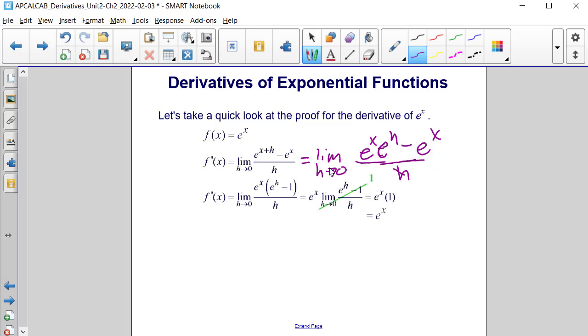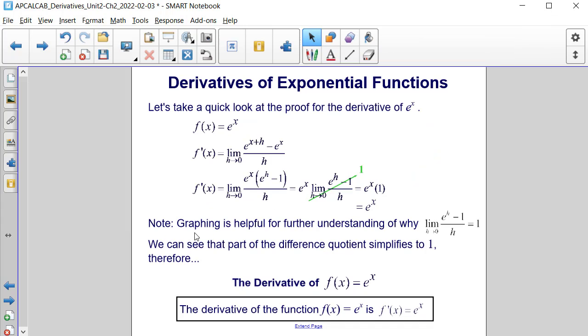Notice we have an e to the x that we can factor out, and when we do so, we have e to the h minus 1 left in parentheses, all divided by h, and we're finding the limit of that as h approaches 0. We can move e to the x out in front because there is no h involved with it. We write it as e to the x times the limit of e to the h minus 1 divided by h as h approaches 0. And this ends up becoming 1. So we have e to the x times 1, which is equal to e to the x.